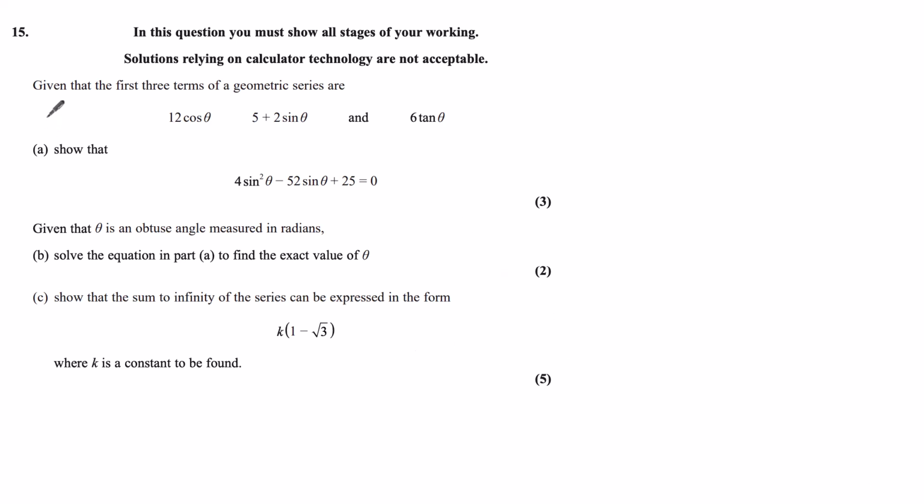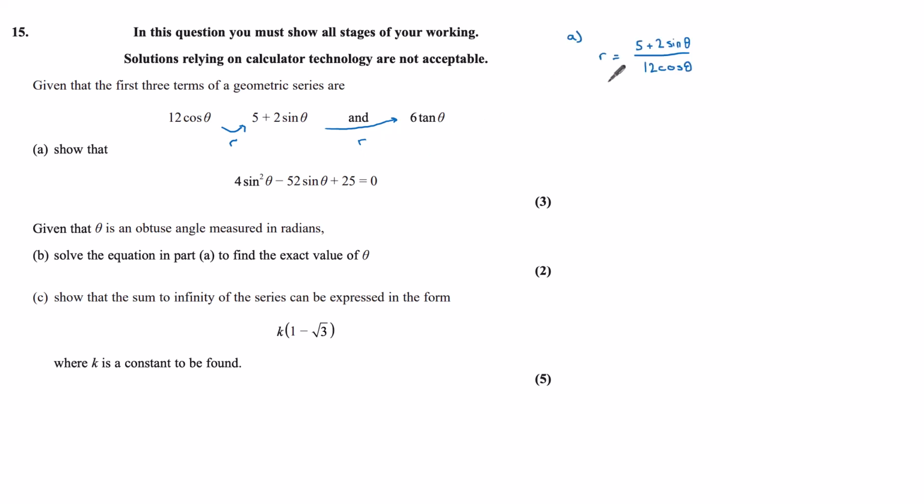Question 15. Given that the first three terms of a geometric series are 12 cos theta, 5 plus 2 sine theta, and 6 tan theta, show that 4 sine squared theta minus 52 sine theta plus 25 is equal to 0. Well, within a geometric series, each term is multiplied by a common ratio in order to get to the next term. So 12 cos theta times r gives us 5 plus 2 sine theta, times by r again gives us 6 tan theta, and so on.